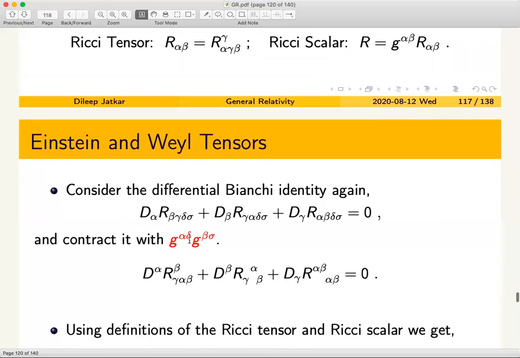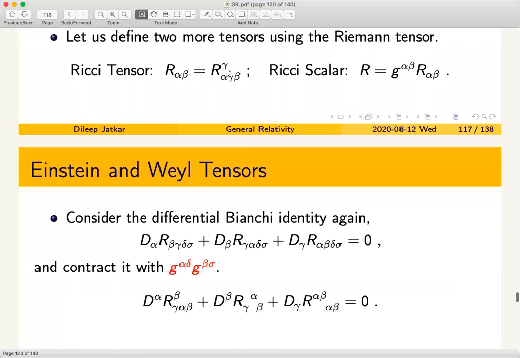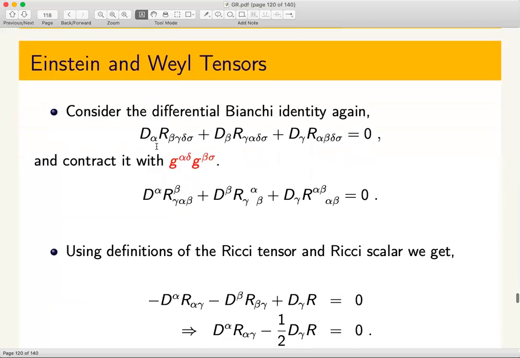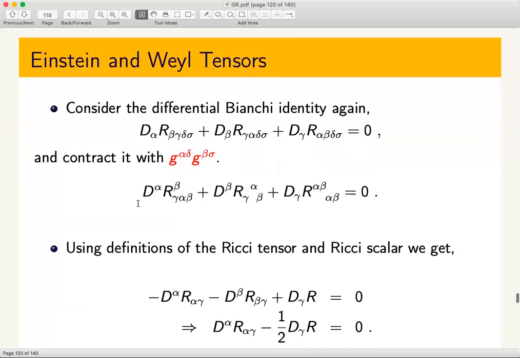Because the Ricci tensor is defined in this fashion. So instead of gamma being the second fellow, had it been the third fellow, then you would actually get a negative sign. And that is what will happen here. We will rewrite these quantities in terms of the Ricci tensor and Ricci scalar, and we get the expression like this. This would be the negative of the Ricci tensor.